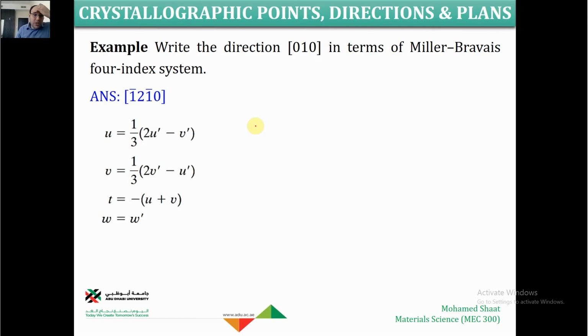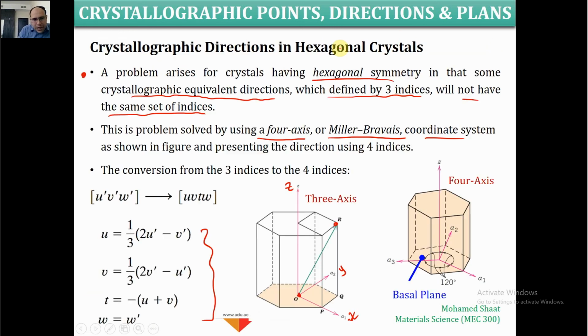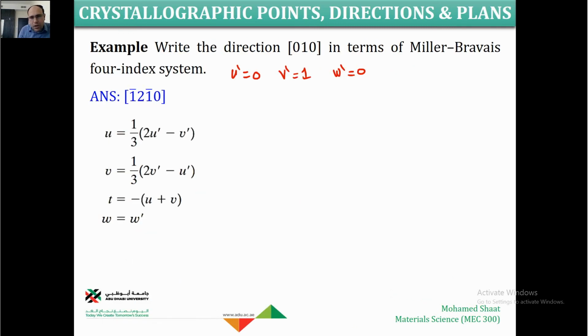So if we are interested in writing this direction, which is given as 0, 1, 0 in the 3 index notation or 3-axis system, in terms of the Miller-Bravais 4 index system, your objective first is to define that U prime equals 0 according to this index, V prime is gonna be 1, and W prime is gonna be 0. Make sense? Then you're gonna substitute these into this equation to end up with U, V, T, W, which are the 4 index notation. Very simple, direct substitution.